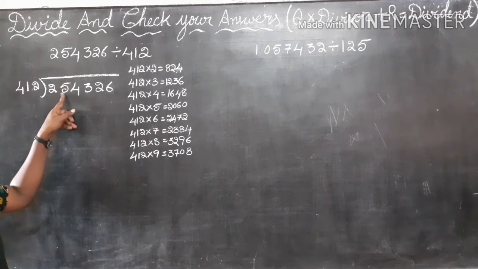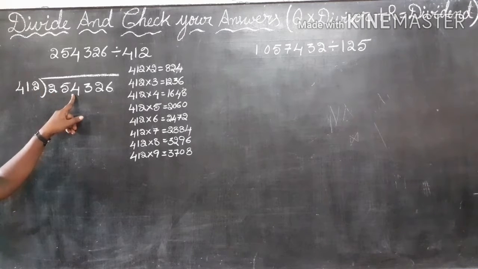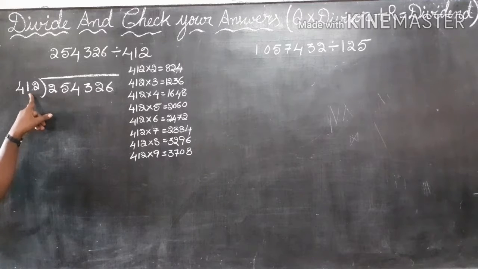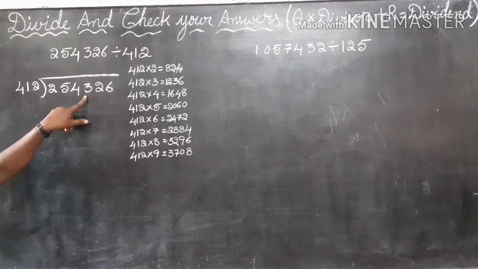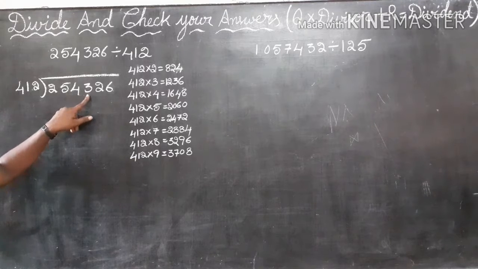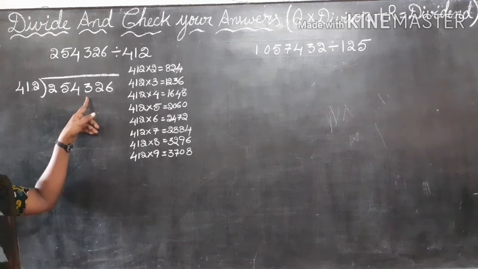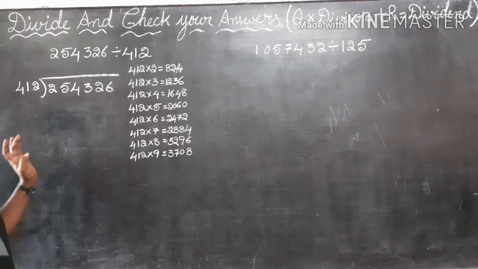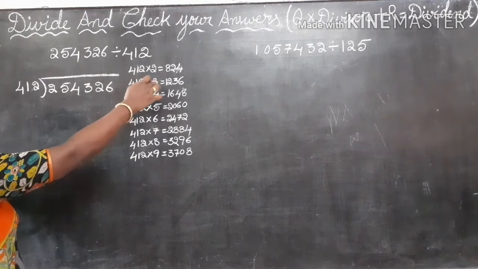Next we take 25. 25 is also less than 412. Next 254. This 254 is also less than 412. So we take these 4 numbers, 2543. This 2543 is less than 412. So 2543, is it less than or more than the number, where will it be?